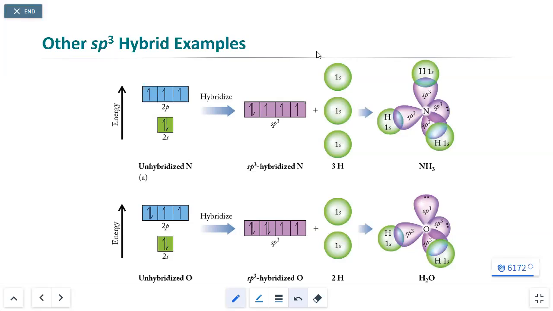Other common sp3 examples, again dealing with steric number 4 here. We see nitrogen. Nitrogen has 5 valence electrons. So if I spin those into 4 hybrid orbitals, I end up getting a pair of electrons and 3 unpaired electrons. Those 3 unpaired electrons will go on to make sigma bonds. That unpaired set of electrons still gets put into a hybrid orbital because we need it to be minimizing repulsion.